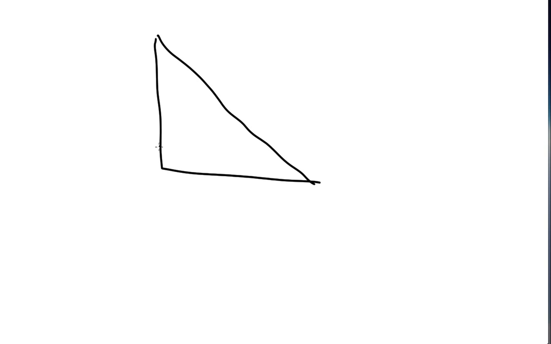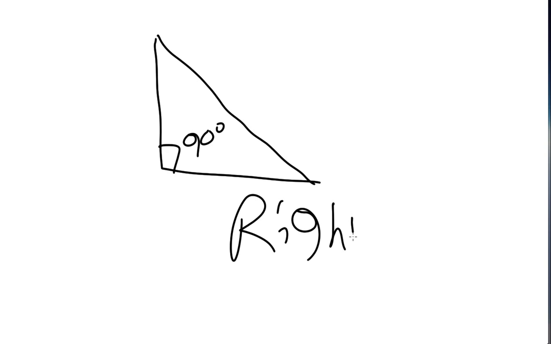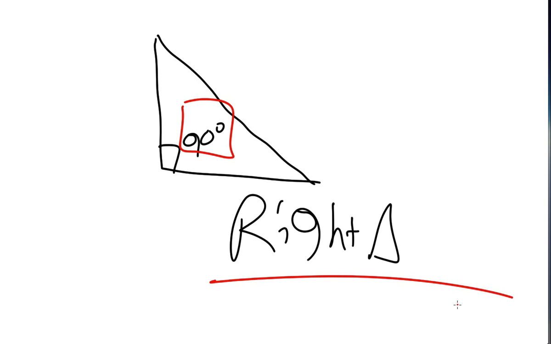If I draw a triangle like this, and it has a right angle in it, which is 90 degrees, that triangle would have to be a right triangle, because it has 90 degrees, and we know that all right triangles have one 90-degree angle, and so that's why it has to be a right triangle.